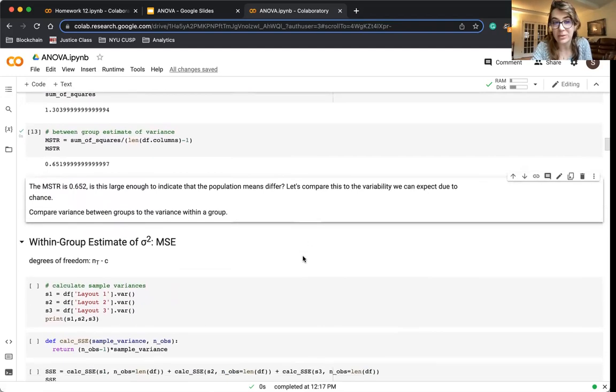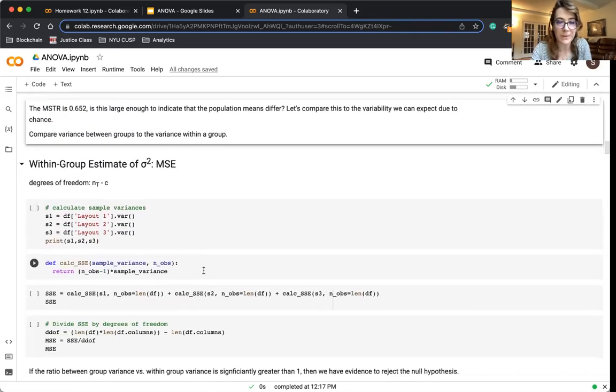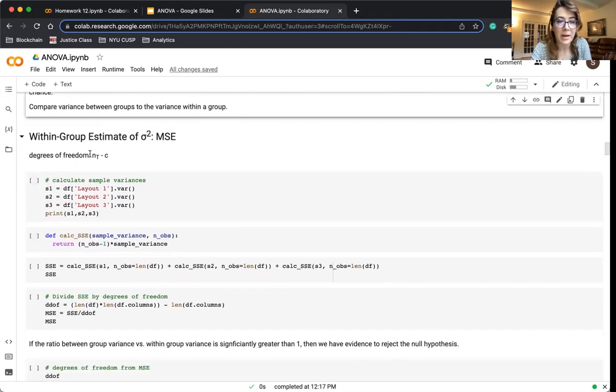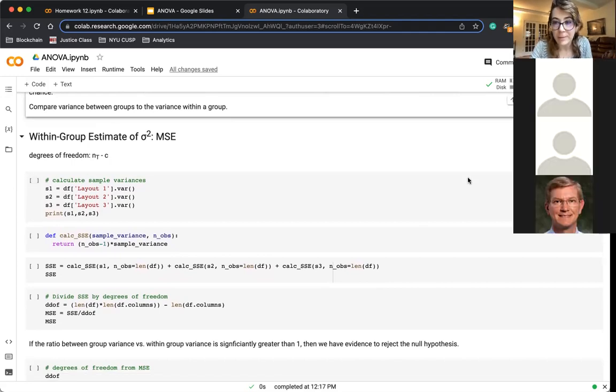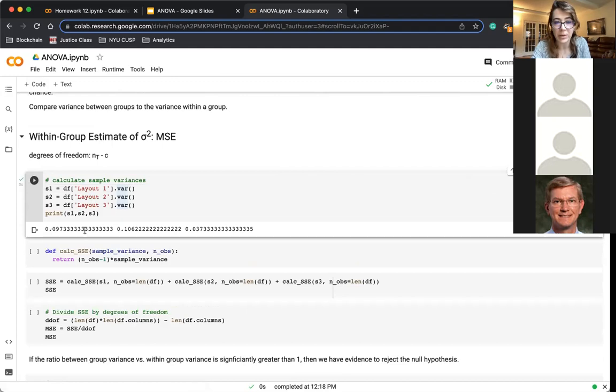And next we need to compare how much variance exists between the groups to the variance just within a group. So now we have this within group estimate of variance, where we use the mean squared error. We have this degree of freedom. And so, David, this gets to your question of where did I get those numbers from? We just took the variance of each of the store layouts. And that's where those numbers came from.